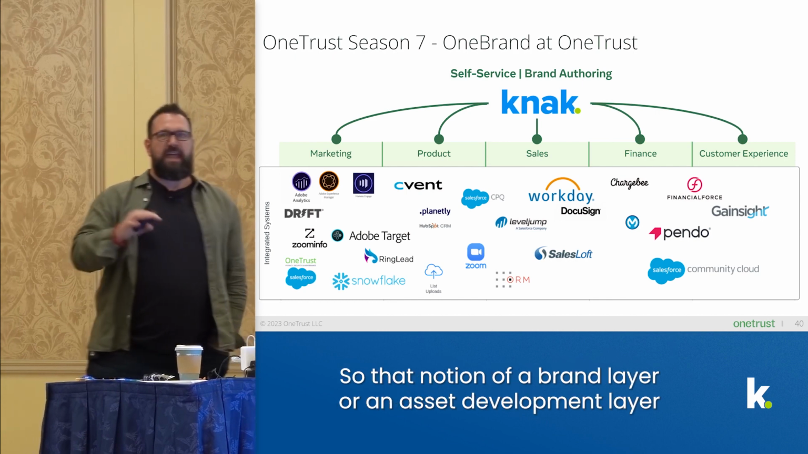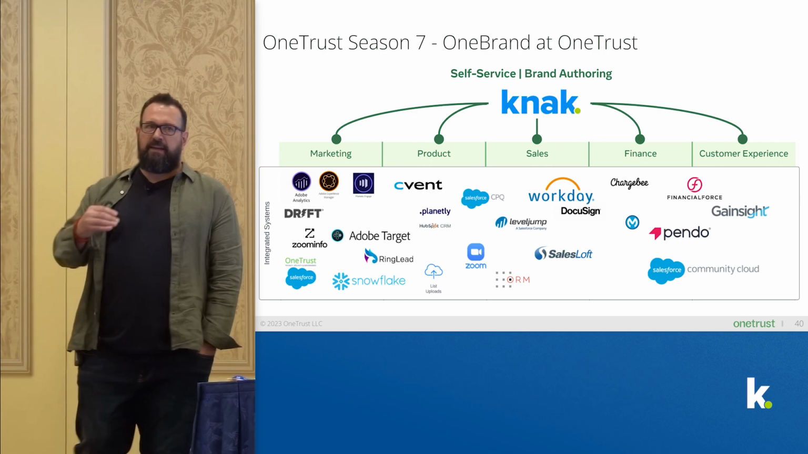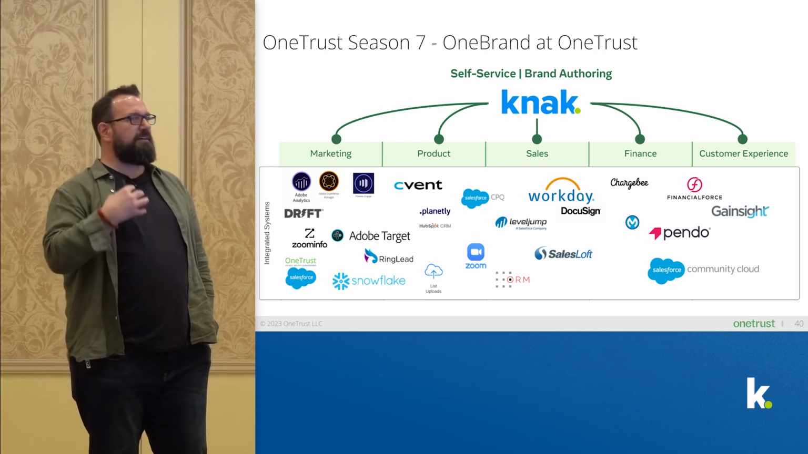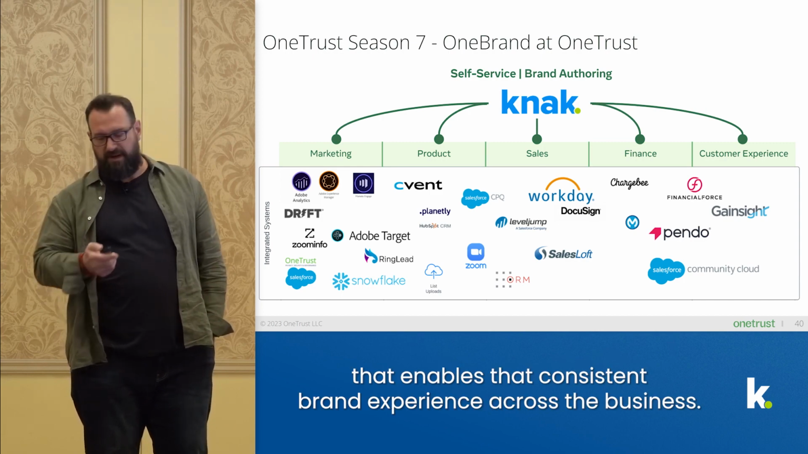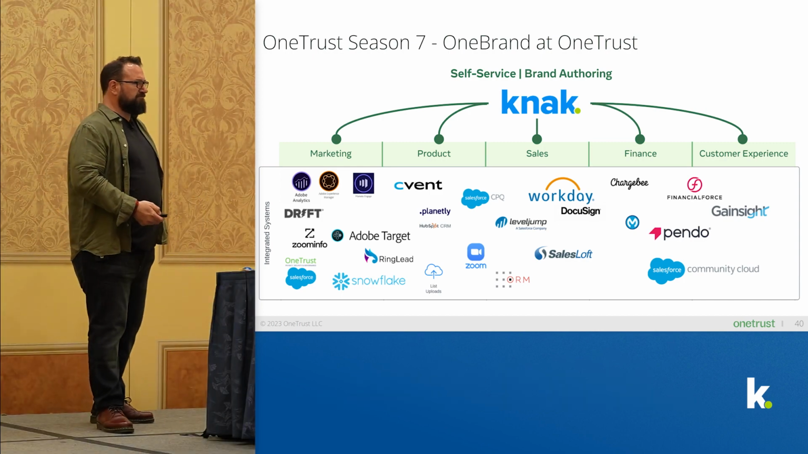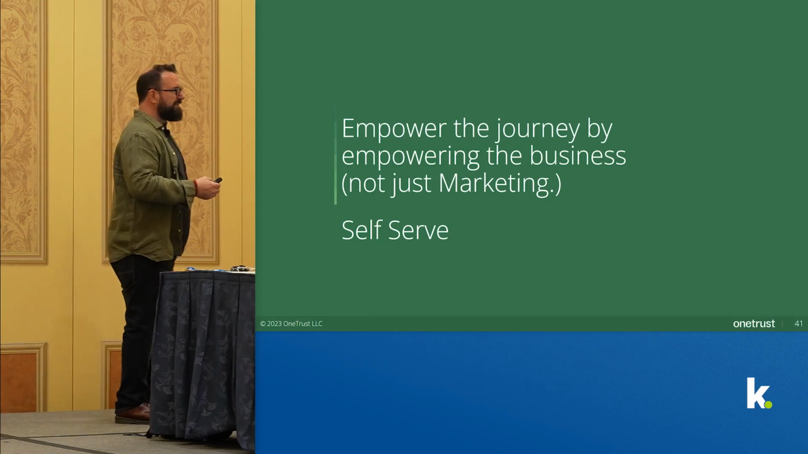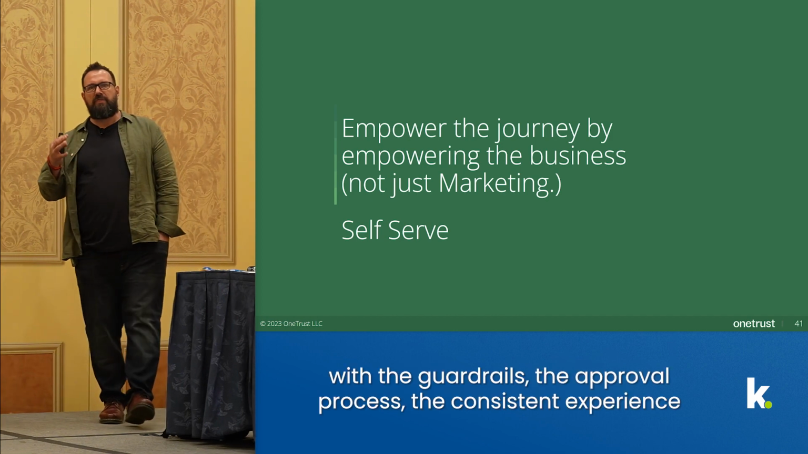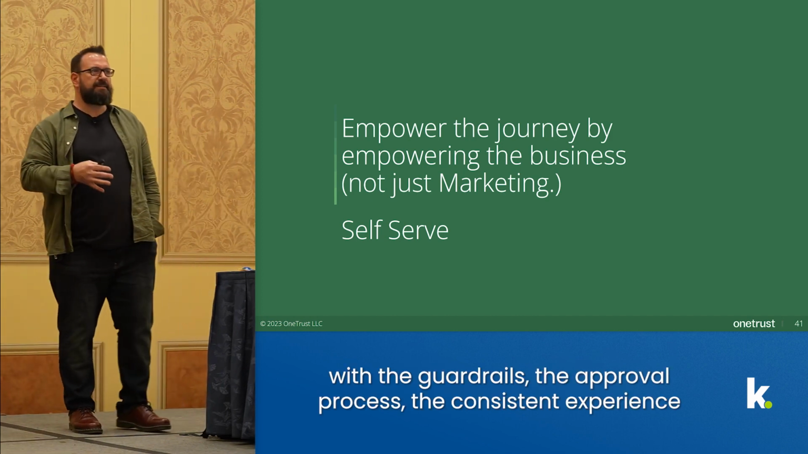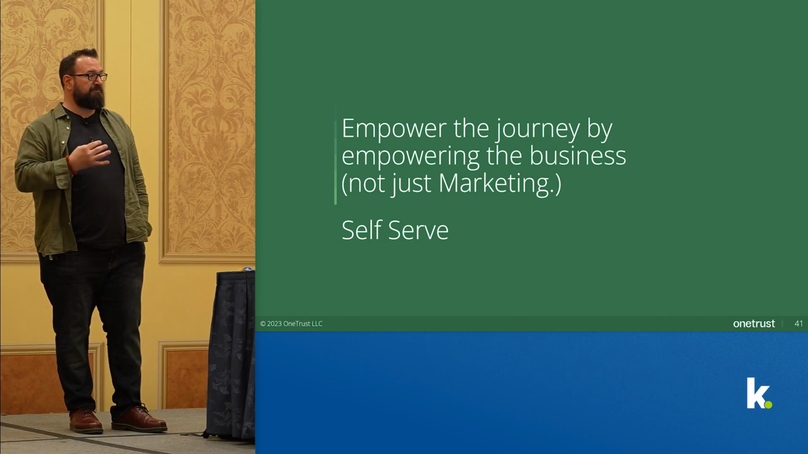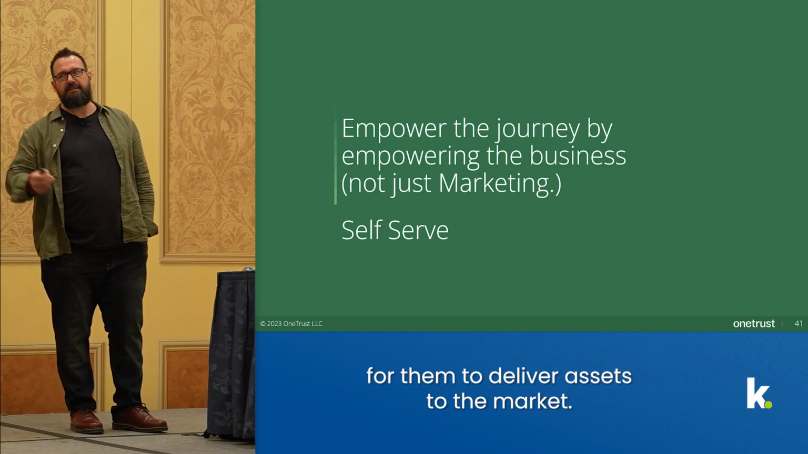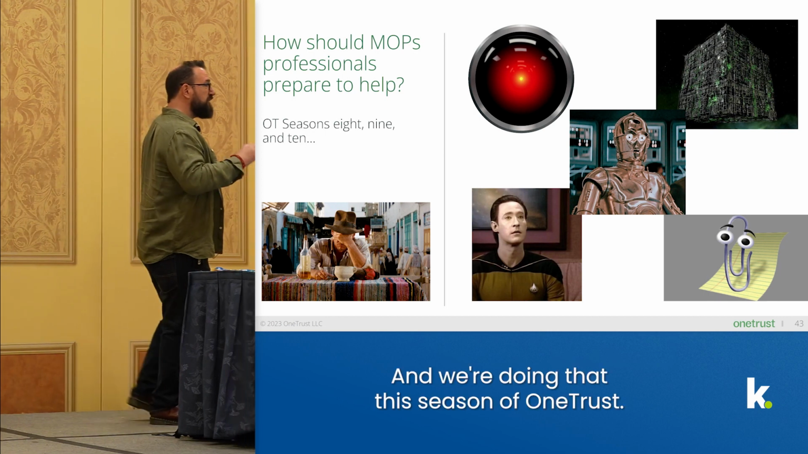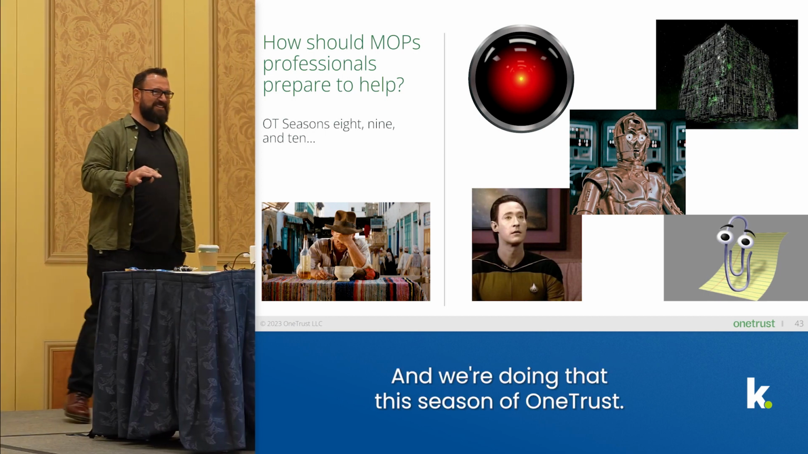So that notion of a brand layer or an asset development layer is what we're focusing on this year as the technology that enables a consistent brand experience across the business. And we're doing that so that we can empower all parts of the business with the guardrails, the approval process, the consistent experience for them to deliver assets to the market. And we're doing that this season of OneTrust.